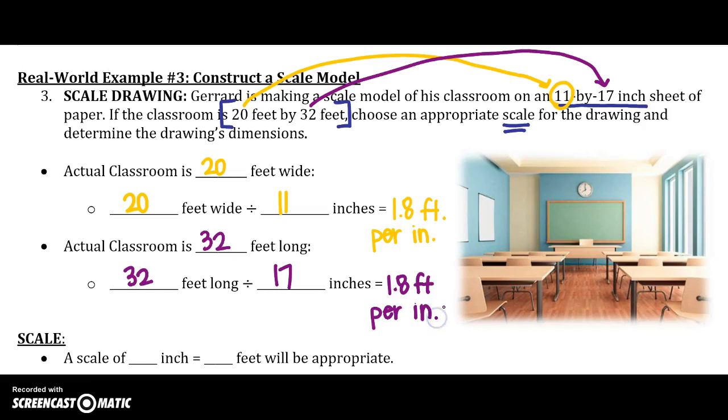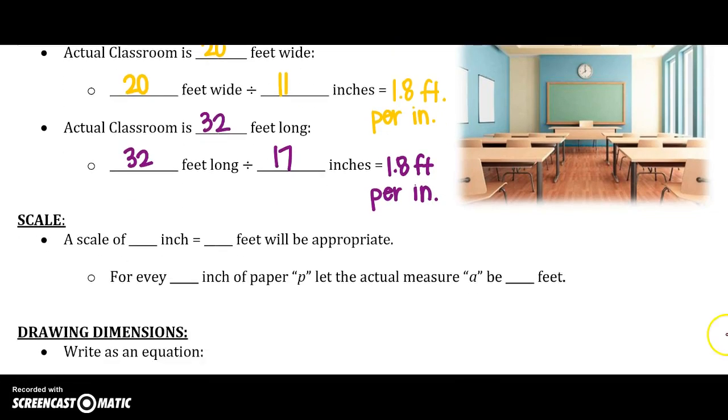Alright, so what does all that mean? Why did we do all that work? Alright, so a scale of 1 inch equals 2 feet will be appropriate. So for every 1 inch, 2 feet. I'm looking at this 1.8 and 1.8. So if I make every inch of my paper represent 2 feet, that would fit in both my width and length. I'm going to take those two numbers and round up.